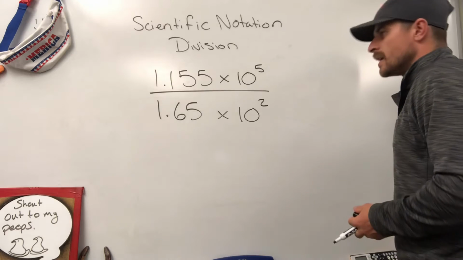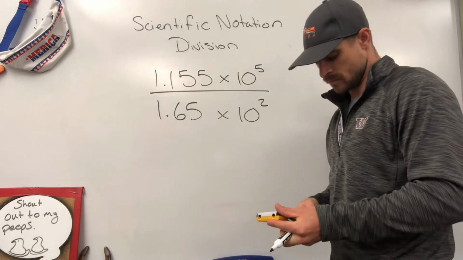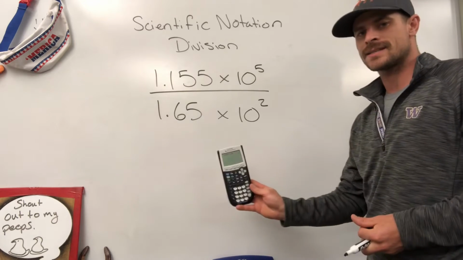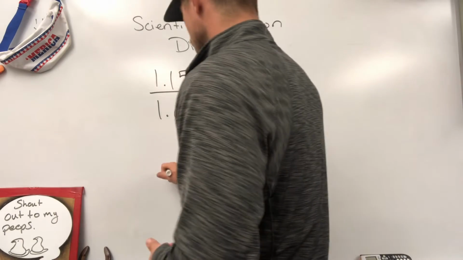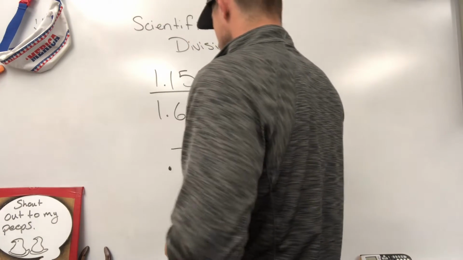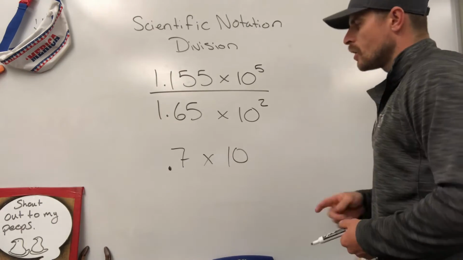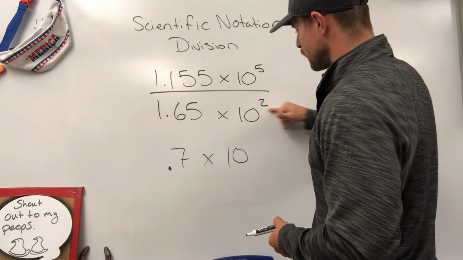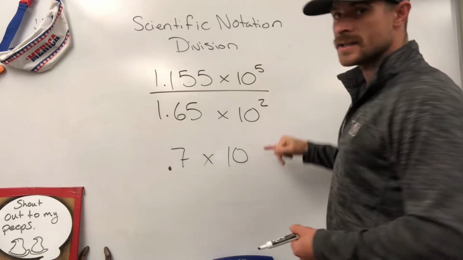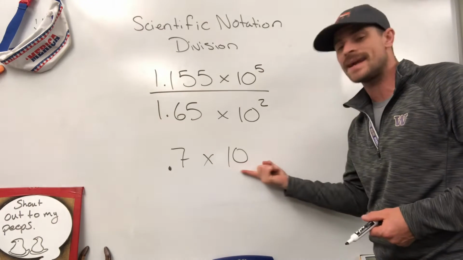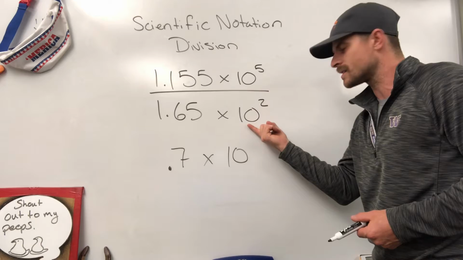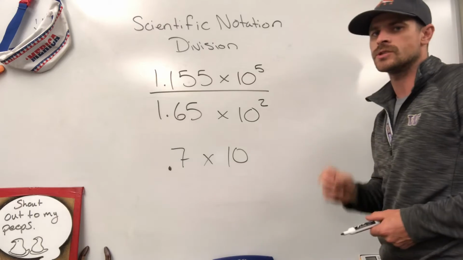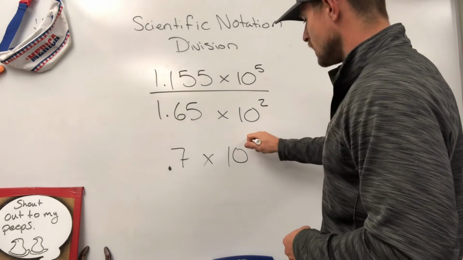So you can grab a calculator and do 1.155 divided by 1.65, and that leaves us with 0.7 or 7/10. Okay, so I'm going to write that down here, 0.7 times 10 to the... if we're at this point in our algebra career, we should already know that 10 to the fifth power divided by 10 to the second power, all we need to do with this 5 and this 2 is subtract them. We're going to remain with a base 10. When you divide bases that are the same, laws of exponents tell us we have to subtract the exponents when we're using division. So 5 minus 2 would give me 3.